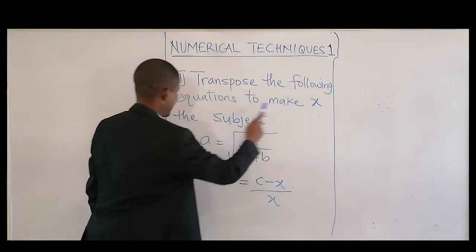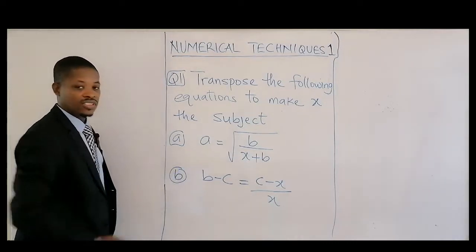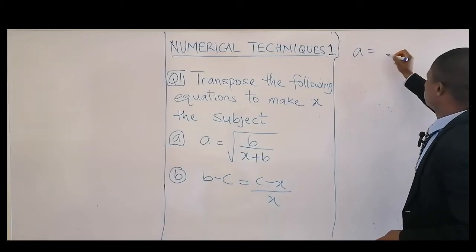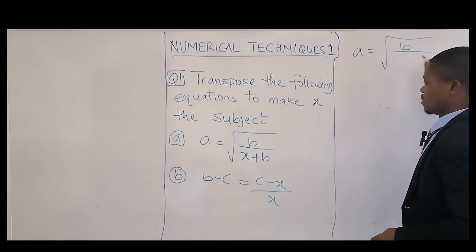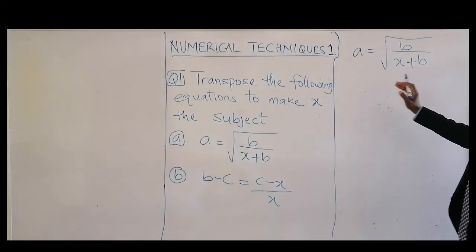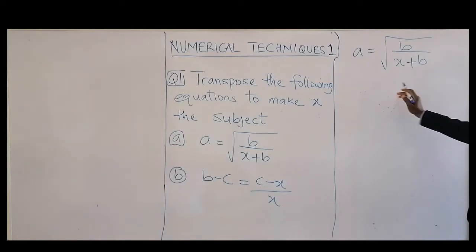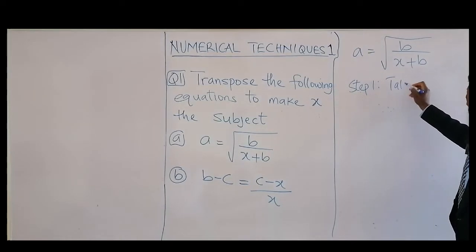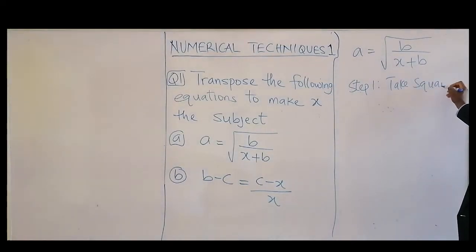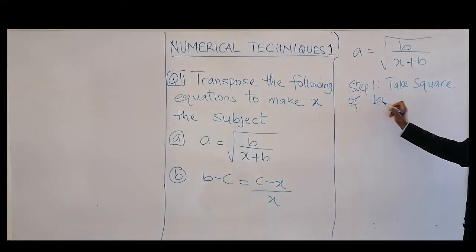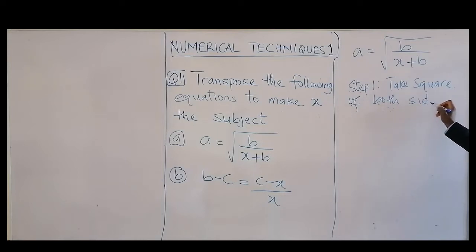We're told to make x the subject of this equation. Number one, we have a equal to the square root of b over x plus b. Okay, and then we want to make x the subject. So step one, take the square of both sides. Okay, so why are we doing that?